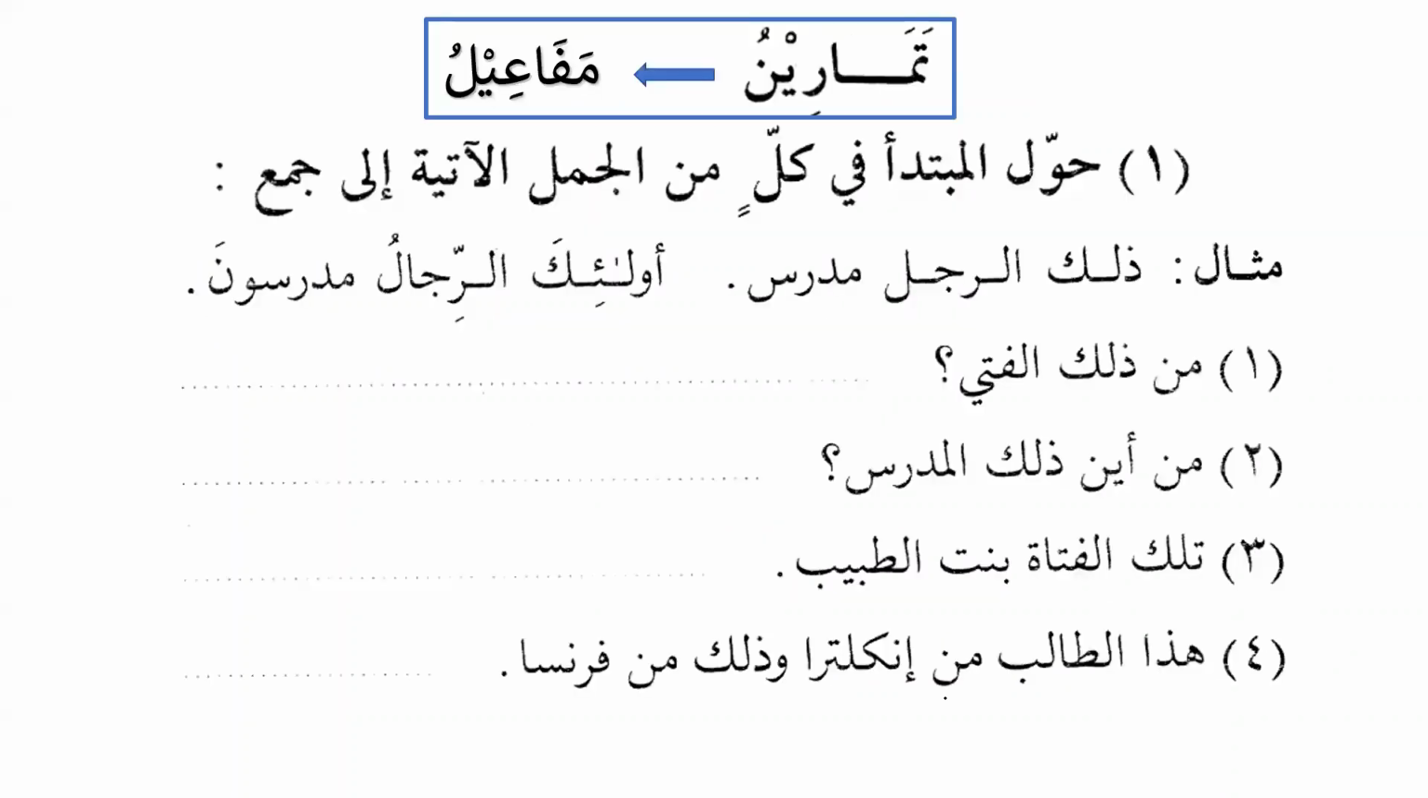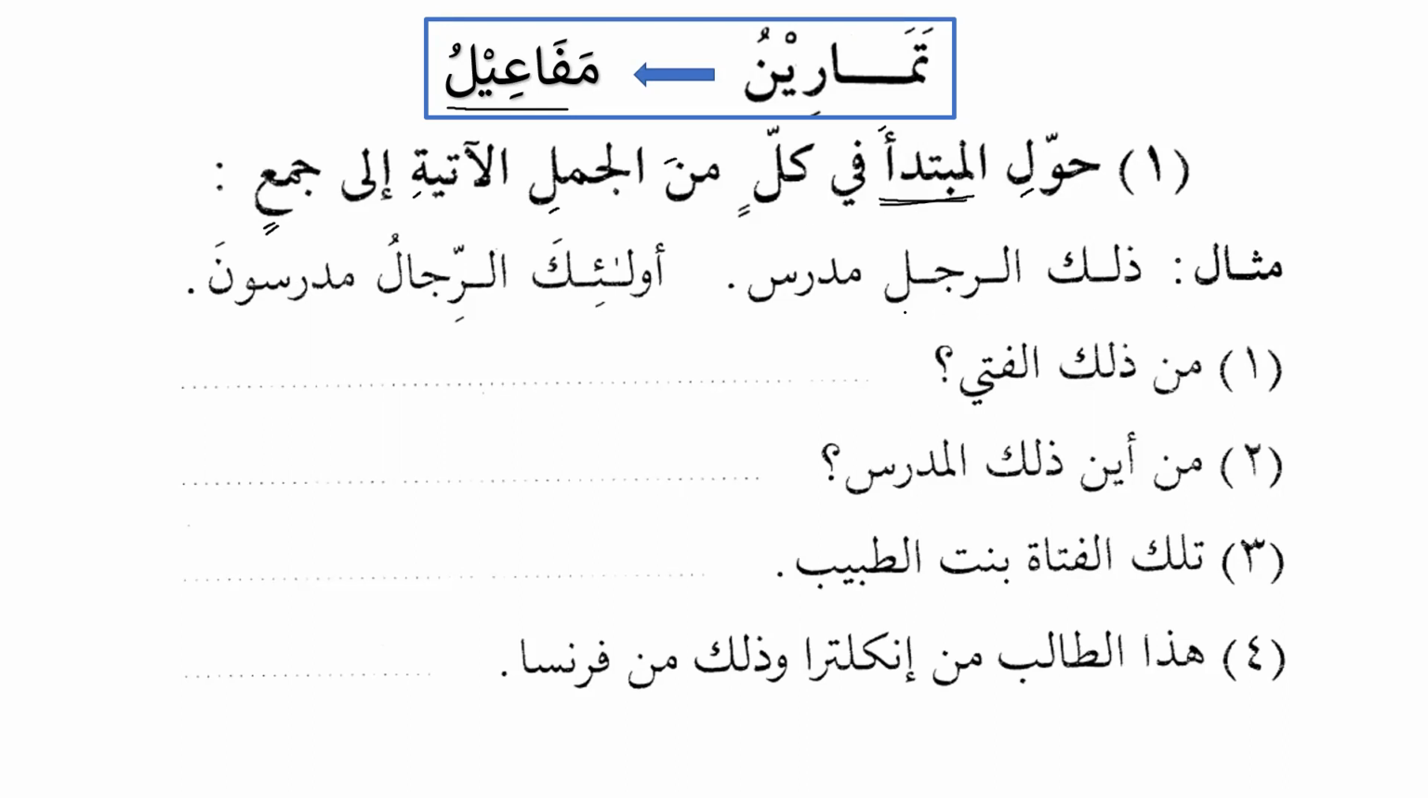So alhamdulillah, this part of the lesson is complete now, and inshallah now we will do the exercises. Tamarinu, as we know, is on the pattern of mafa'ilu, and this pattern does not accept tanween. It is also a diptote, it is mamnu min as-sarf. Hawwilil mubtada'a, what we have to do now is change the subject. Fi kulli min al-jumal al-atiyah, in each of the following sentences, ila jam', to the plural. So now we have to change the subject, al-mubtada', to the plural.